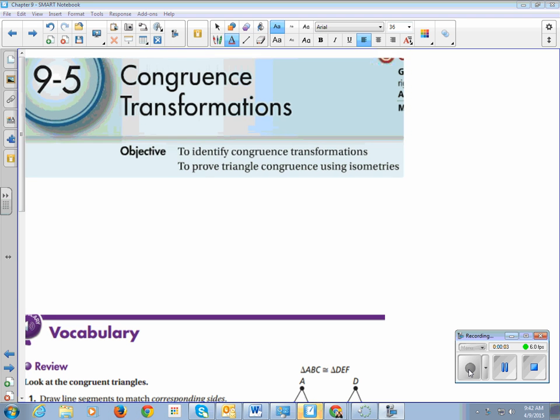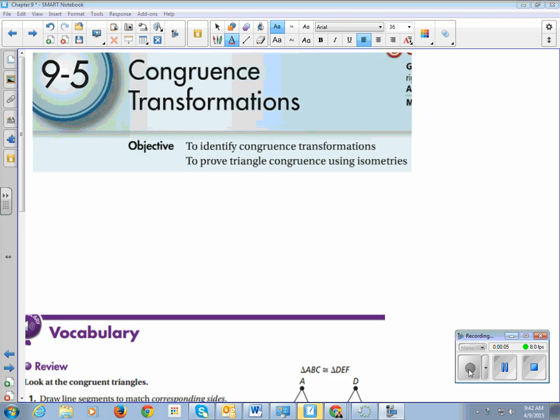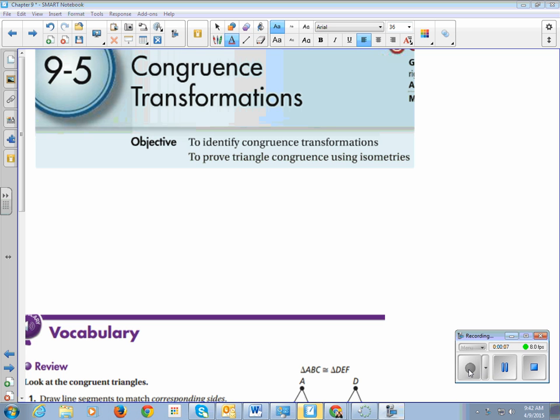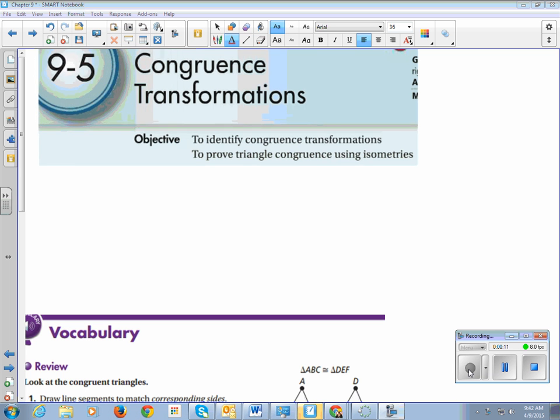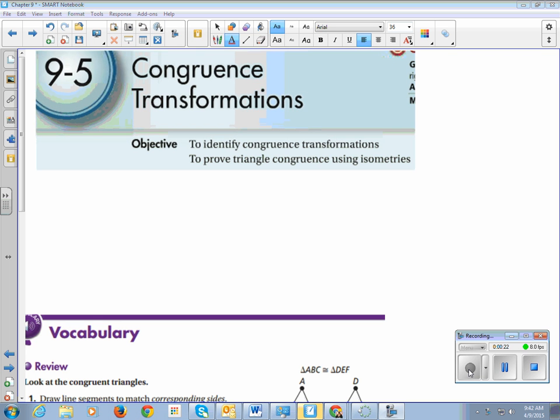This is Geometry, Chapter 9, Section 5, Congruence Transformations. After our lesson today, you should be able to identify congruence transformations. And remember, congruence means that they have the same measure. And you should be able to prove triangle congruence using isometries.